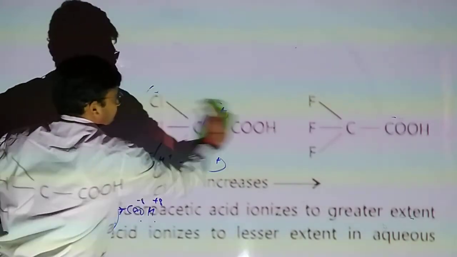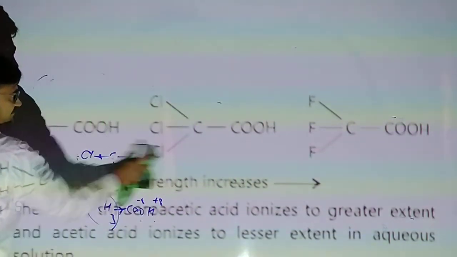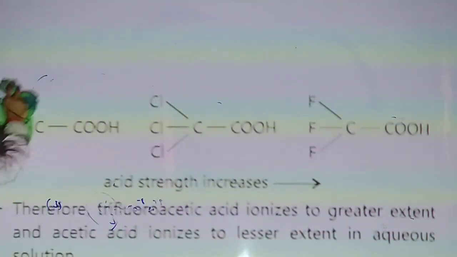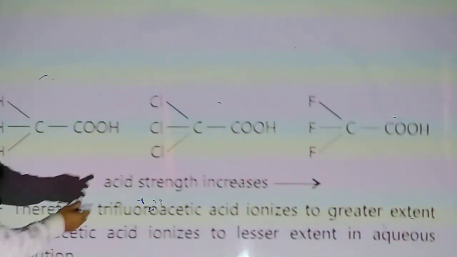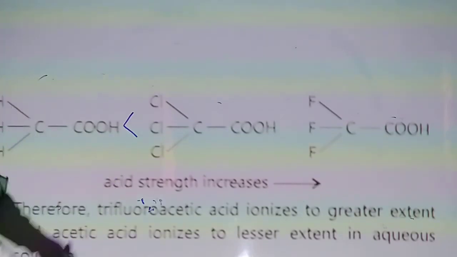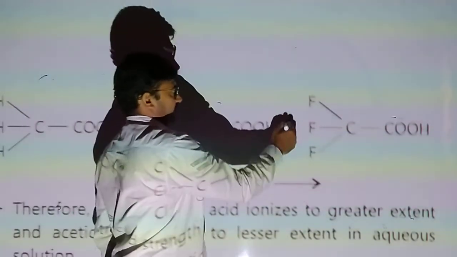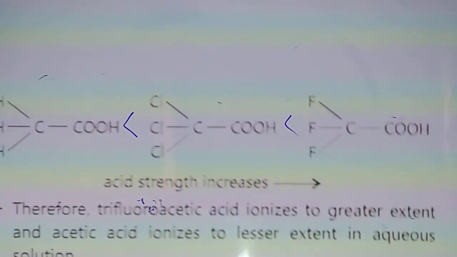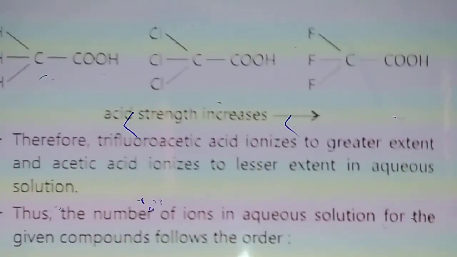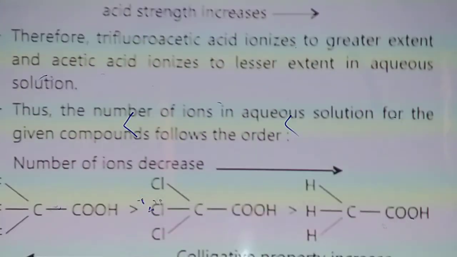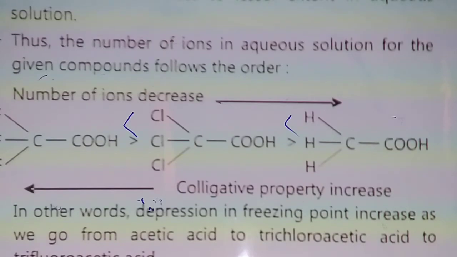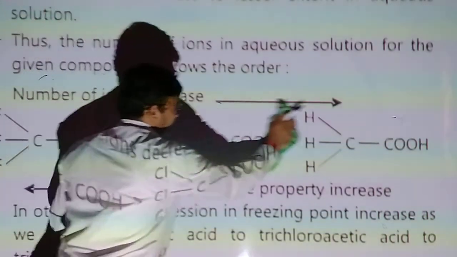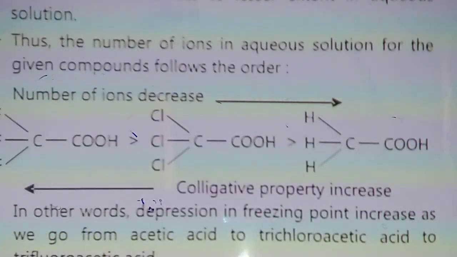You can see acetic acid has less acidic nature, so its freezing point depression is less; trichloro has more, and trifluoro has more than that. Trifluoroacetic acid is ionized to a great extent, acetic acid to a lesser extent in aqueous solution. The number of ions decreases and the depression in freezing point decreases.